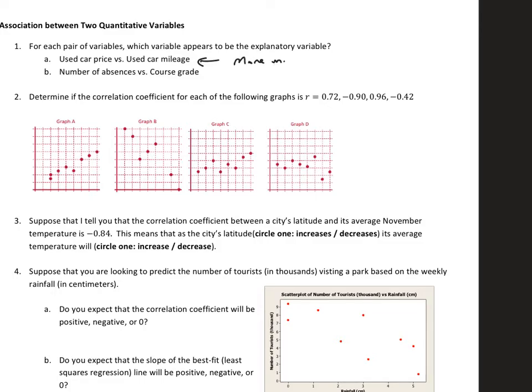the mileage on the car, meaning how many miles the car has on it, 100,000 miles, 120,000 miles. What we normally think of is that more mileage reduces the price. The more mileage, the cheaper the car should be. And so when we think of it that way, that the increase in mileage is causing a reduction in price, then that indicates to us that this should be the explanatory variable, and price should be the response variable.